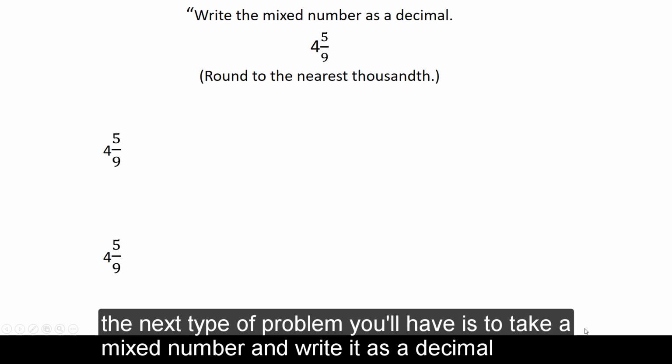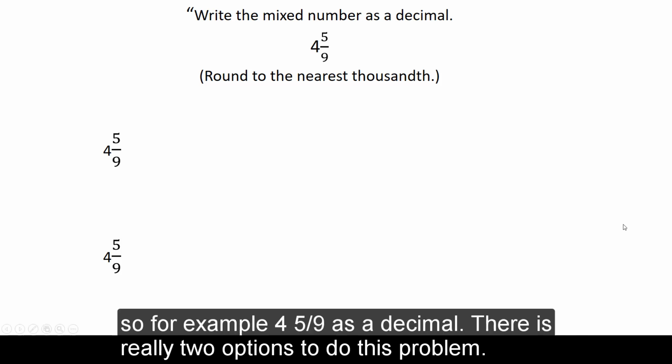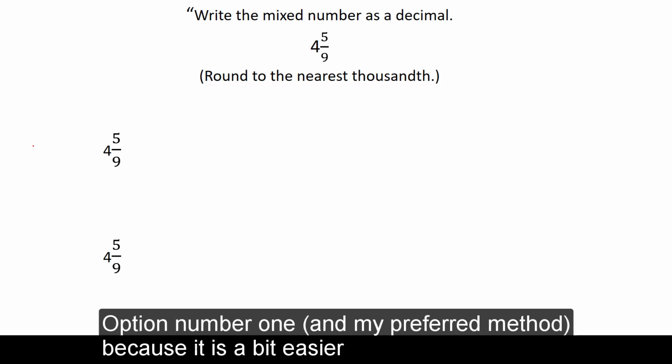The next type of problem you'll have is to take a mixed number and write it as a decimal. So for example, 4 5/9 as a decimal, there's really 2 options to do this. That's why I wrote the problem down twice. So we'll take a look at option number 1, and it's my preferred method. It's a little bit easier.